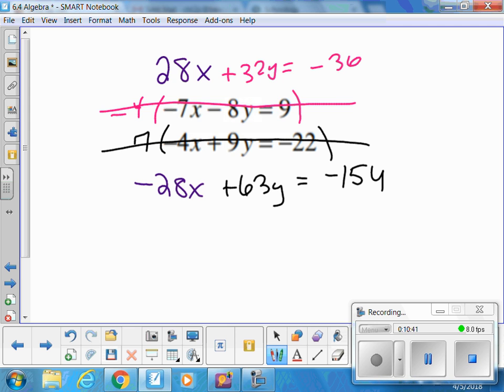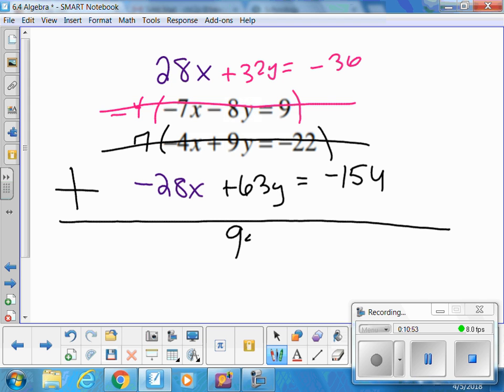All right, we're ready to add straight down with our brand new formulas that we came up with ourselves. So the x's will be gone. The y's will be 32 plus 63. Does that sound like 95? And negative 36 and negative 154. Negative 190. These numbers are large. It's crazy how big the numbers get, and then you get a normal, small-sized answer.